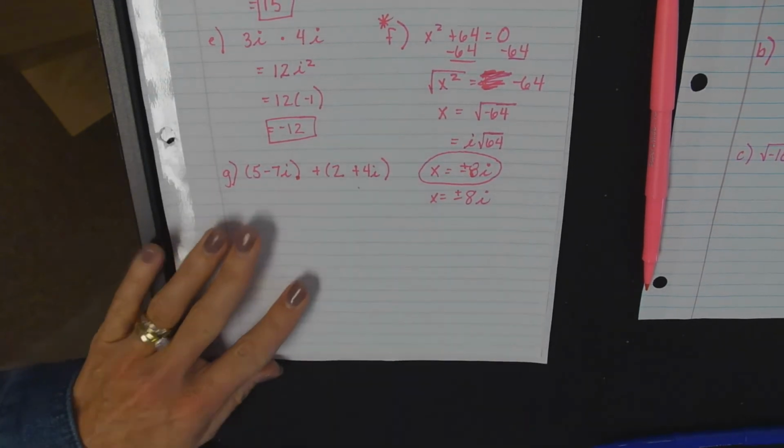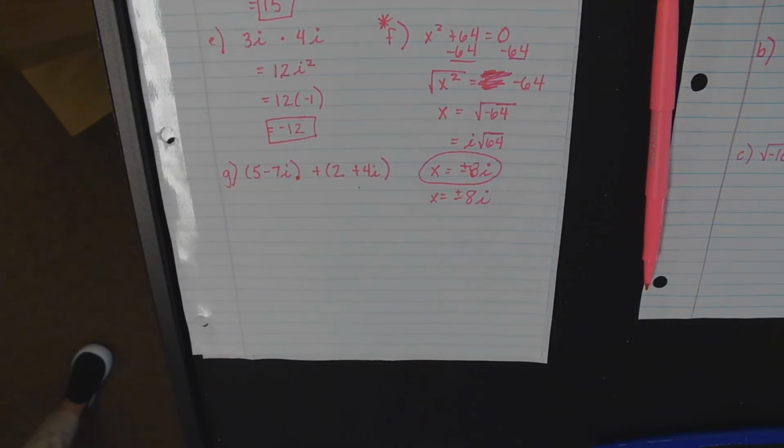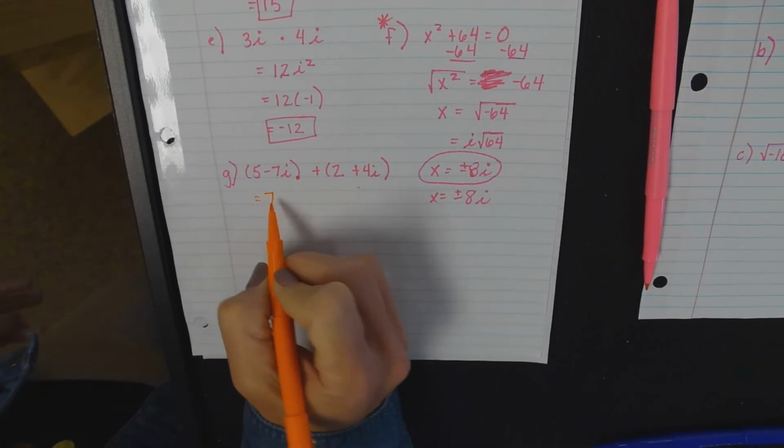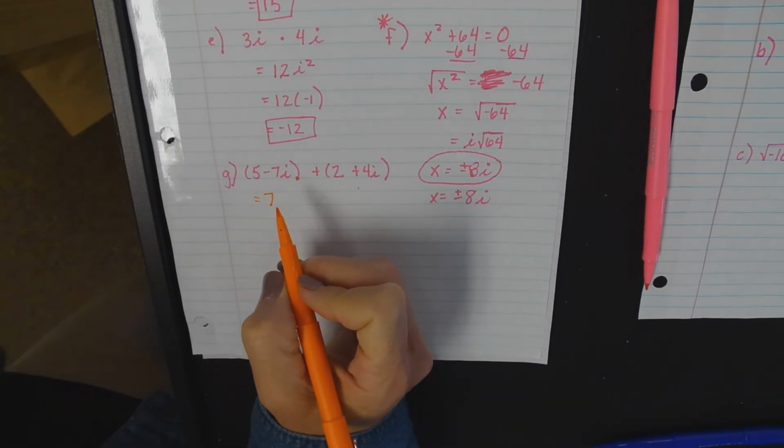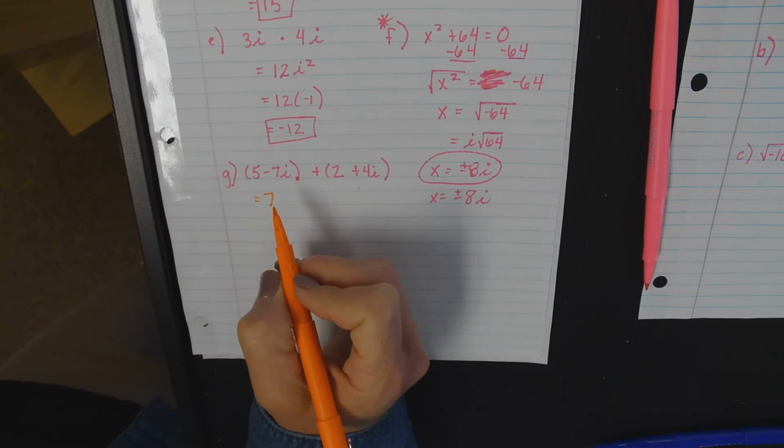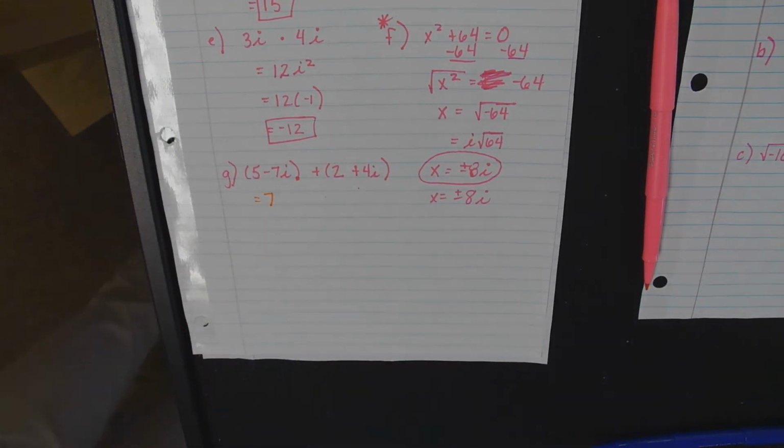I think G, to be honest, is easier than A. You just combine like terms. That's all you do. So let's look at our numbers. What's 5 plus 2? 7. So you have negative 7 and positive 4i.